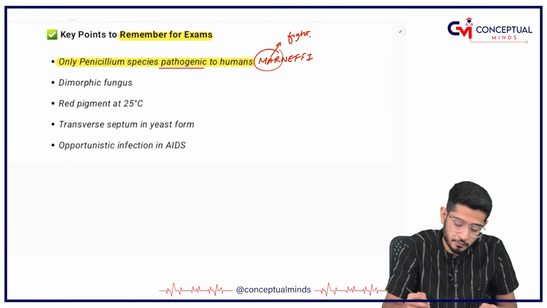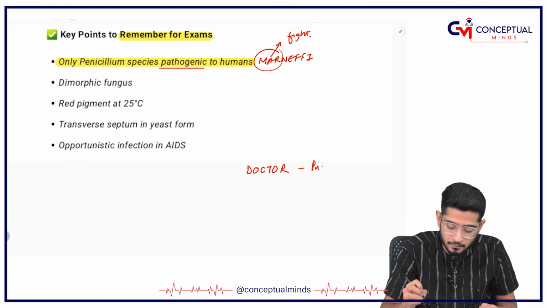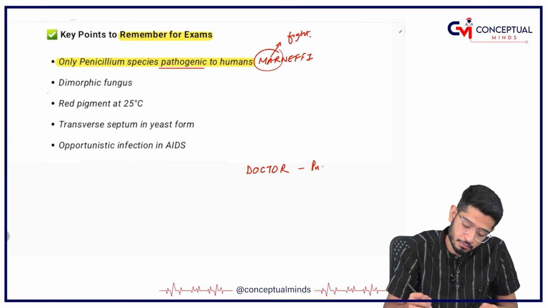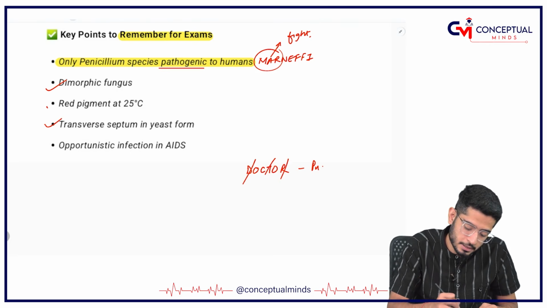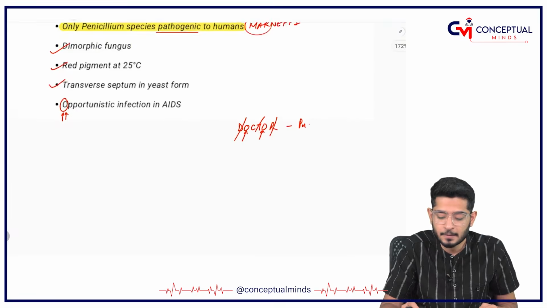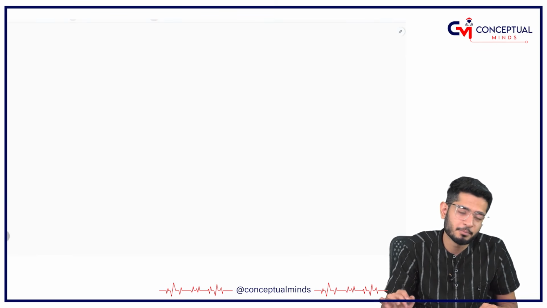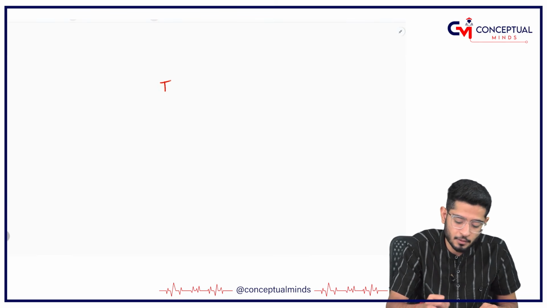So if you want to become a good doctor, you should know about Penicillium, very important. So D for dimorphic, then T for transverse septum, R for red pigmentation, and these both O tell you that this is the opportunistic infection in AIDS. So yeah, we are done with the important topic. The important topic was Penicillium, and I hope that things are making sense, things are clear to you.